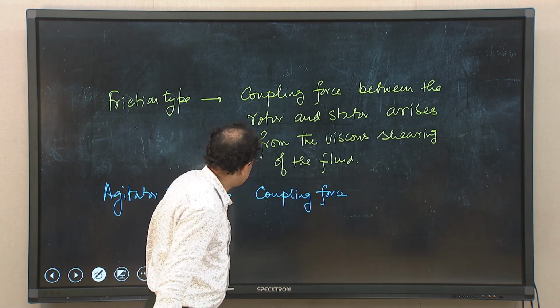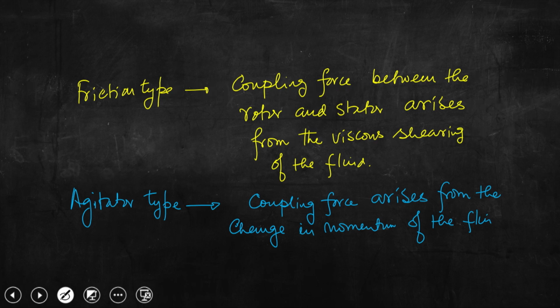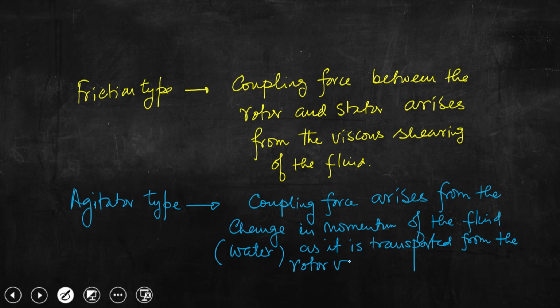So, the coupling force for this particular type, that is agitator type, arises from the change in momentum of the fluid, certainly water, I can write in bracket water because this is hydraulic type, as it is transported from the rotor vanes to stator vanes and back again. So, this is what the agitator type is.